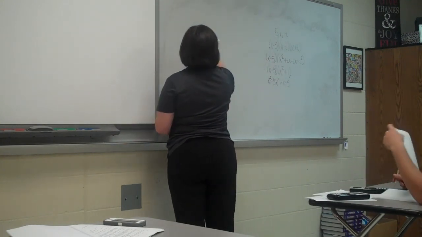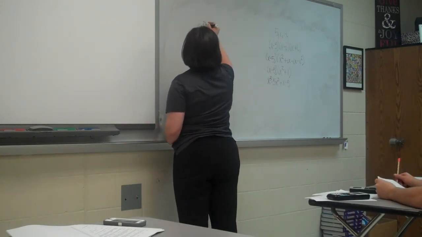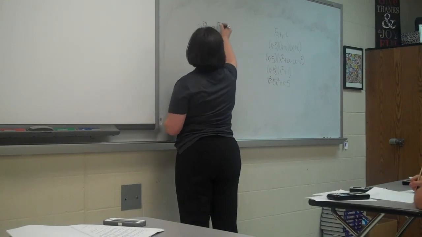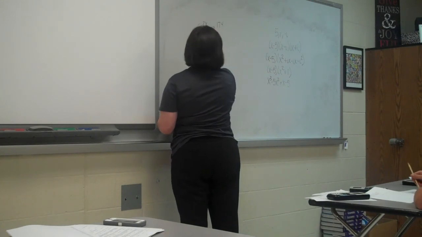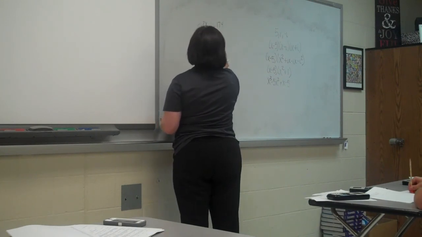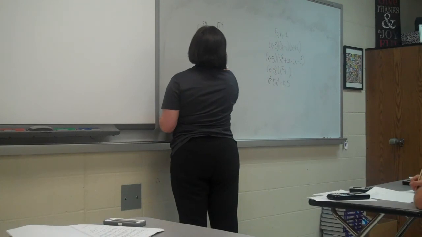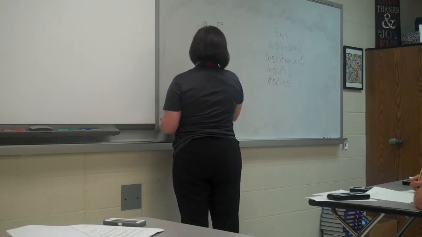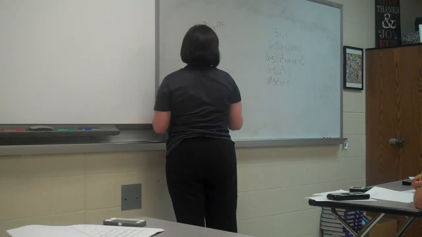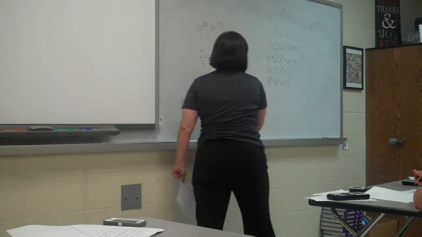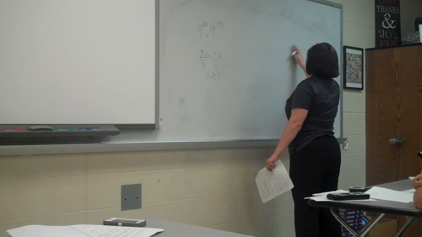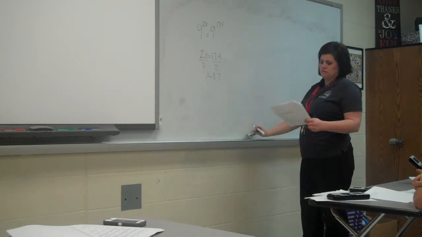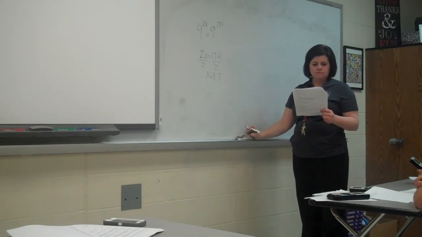Alright, 50 is 9 to the 2x equals 9 to the 17.4. The 9's are the same, so the exponents have to be the same. So it's just going to be 2x equals 17.4. You get 8.7 is x. What did you say? 8.7 is x.